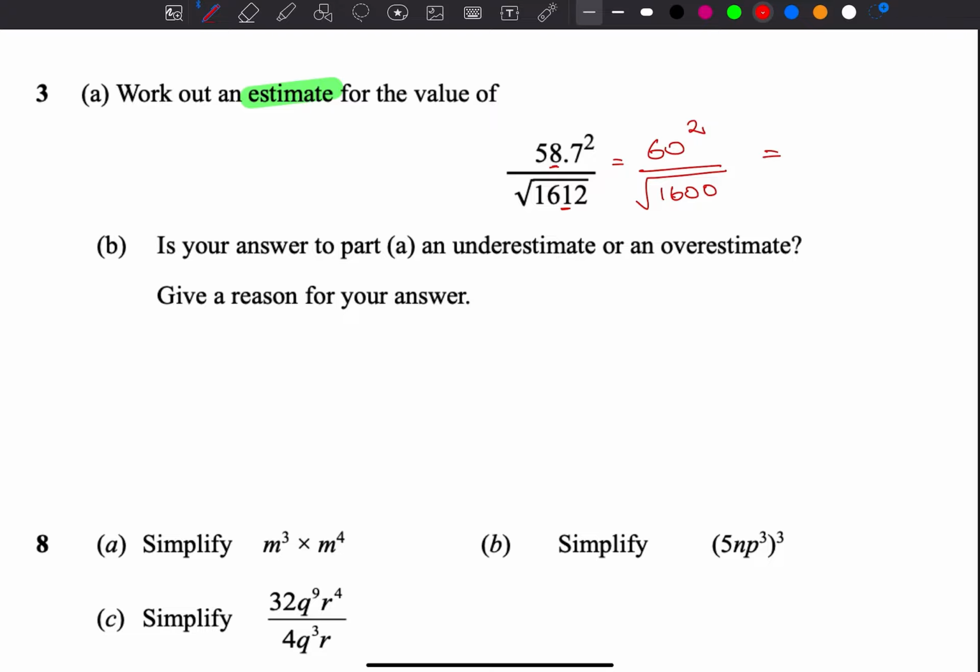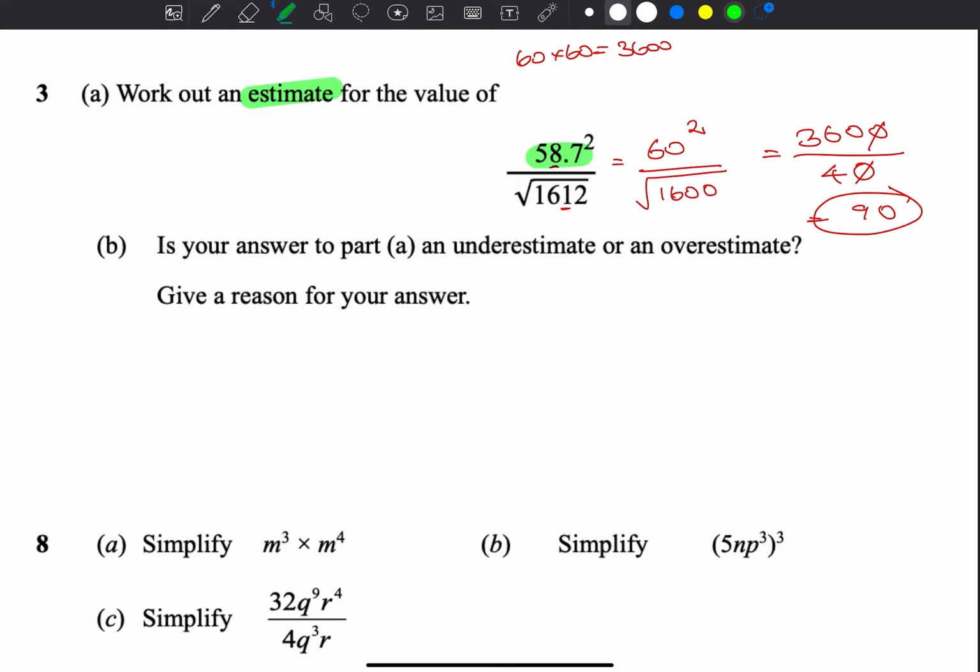60 squared, well, 60 times 60, would be non-calculated anyways: 36, and then stick 2 zeros behind it. The square root of 1600 is just 40, the 0s cancel. 36 divided by 4 is 9, and then stick a 0. 90 is your answer. Is it an overestimate or underestimate?